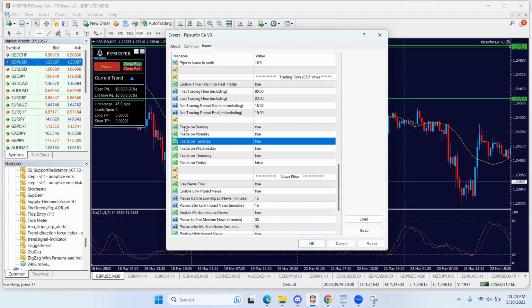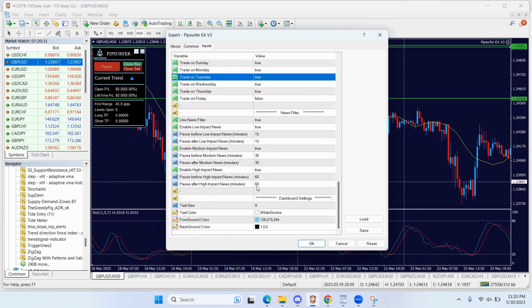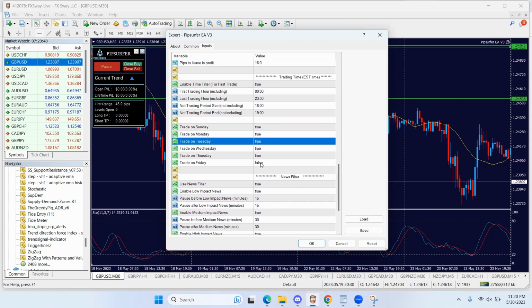Everything else, you limit when you're trading, and it also has a news filter, which will read or know what the news is, and trade or not trade based off how close it is to news for that pair. So very intuitive. Dashboard settings, I wouldn't touch. Don't worry about that. And these are all the different settings for the Pipsurfer EA.